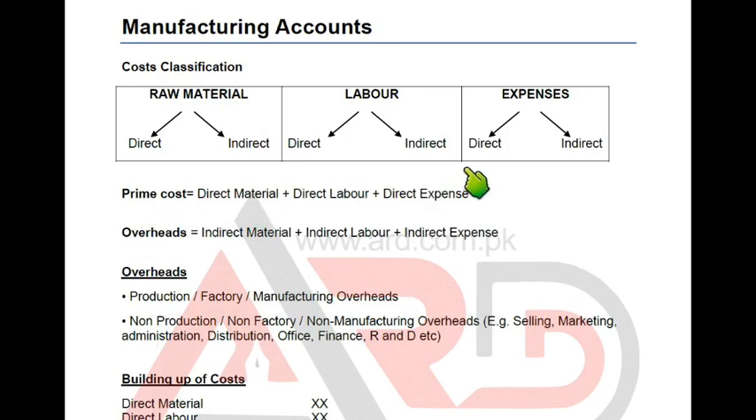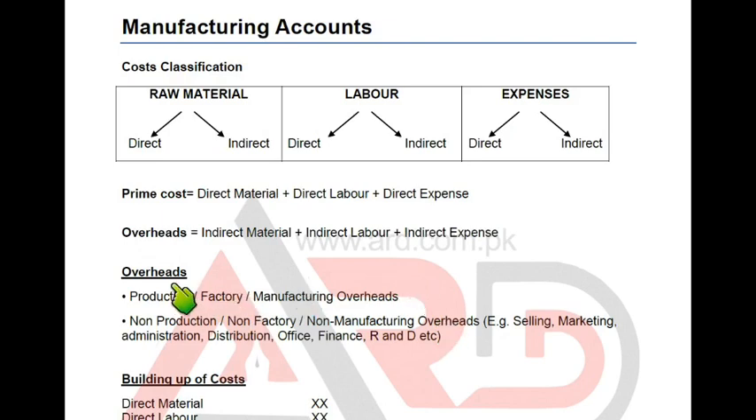The sum of all direct cost is known as prime cost, and the sum of all indirect cost is known as overhead, not just indirect expense, but including indirect material and indirect labor. Now overheads can further be divided into two categories. One is production overhead and one is non-production overhead. Production overheads are also known as factory or manufacturing overhead. See, production, factory or manufacturing is the same thing. Similarly, non-production can also be said as non-factory, or it can be written as non-manufacturing overhead.